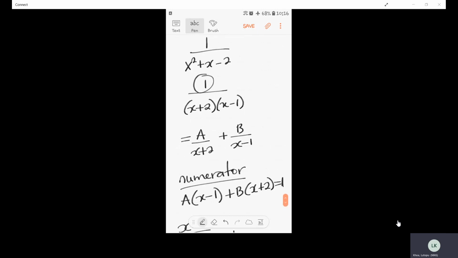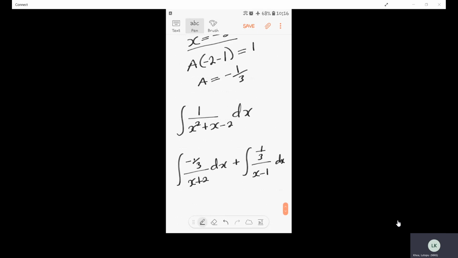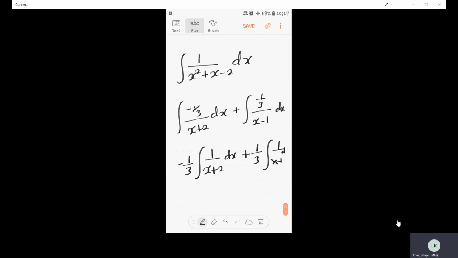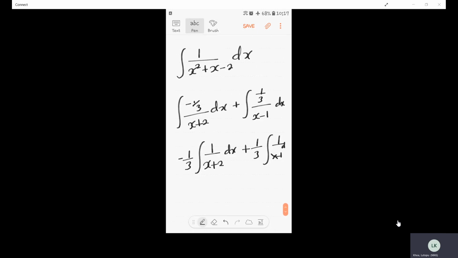Let me see. So a was over x plus 2. Okay, that's fine. Then the negative 1 over 3 can go out. Integrate 1 over x plus 2 dx. And then you have 1 over 3, the integral of 1 over x minus 1. This is dx. So there should be a dx over there.